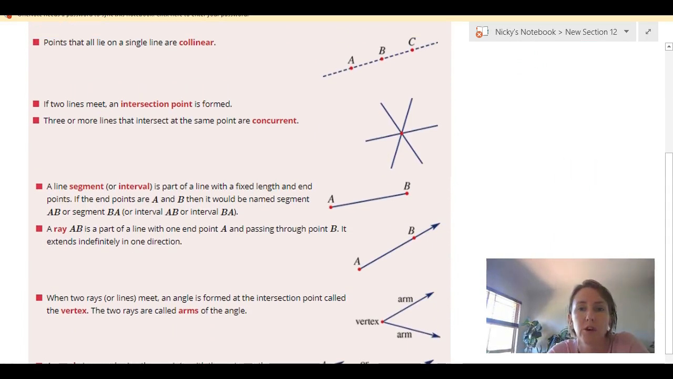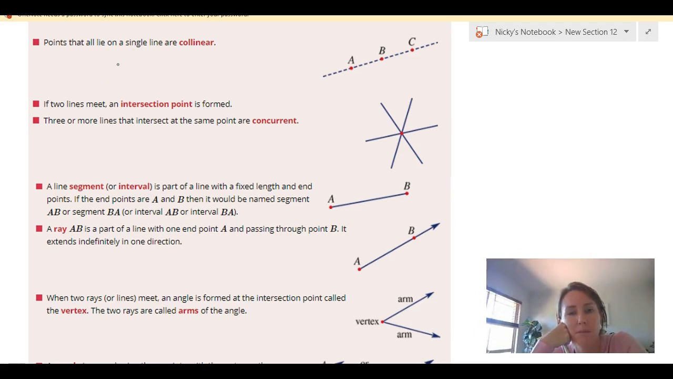Next one we have is collinear. When we break that word down, co means together, linear meaning line, so points that are together on the same line. So points that all lie on a single line, we call them collinear. So points A, B and C are collinear in this example.